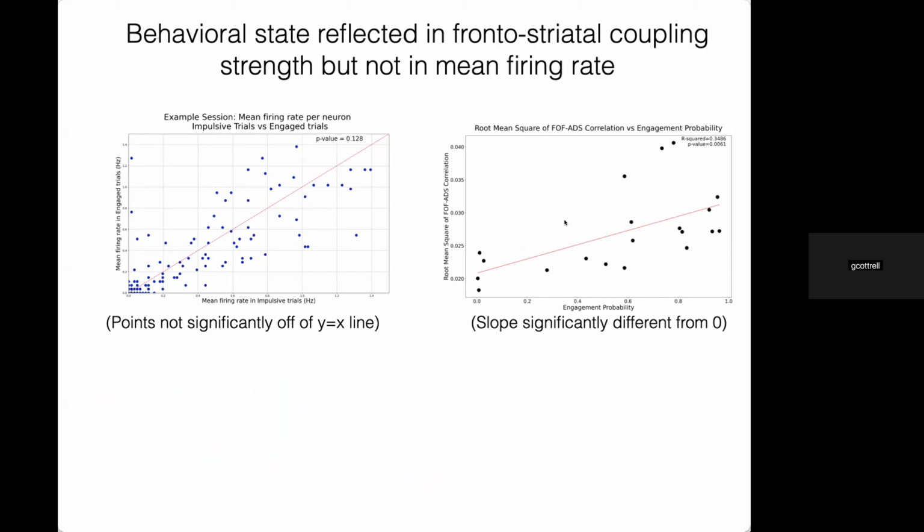On the x-axis I'm plotting the engagement probability that we get from our latent variable model. It says 80% chance this was an engaged trial. On the y-axis, I'm plotting a measure of frontostriatal coupling, just the average correlation between pairs of neurons. And you see this nice linear increase. So when you're more engaged, there's more frontostriatal coupling.